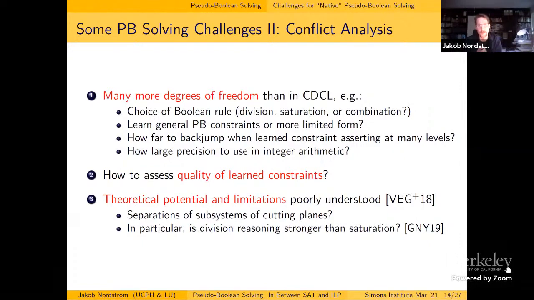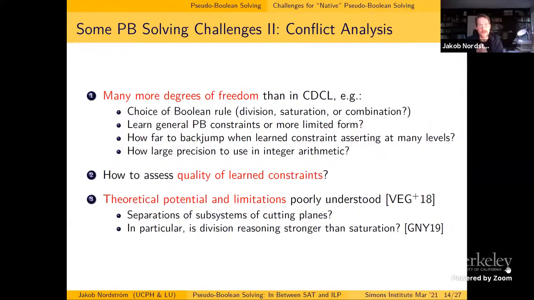For instance, in CDCL, you're going to do your conflict analysis with resolution, period. But in a pseudo-Boolean setting, you could use maybe division, maybe saturation, maybe combining them, maybe doing something else. You can massage your pseudo-Boolean constraints and simplify them in different ways. When you finally decide to learn a constraint, it can be asserting at several different levels. So how far should you backjump?